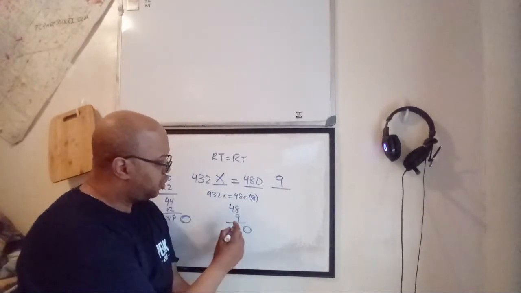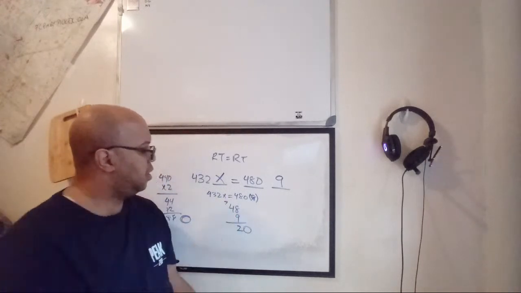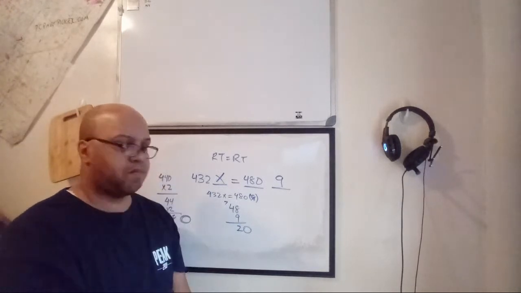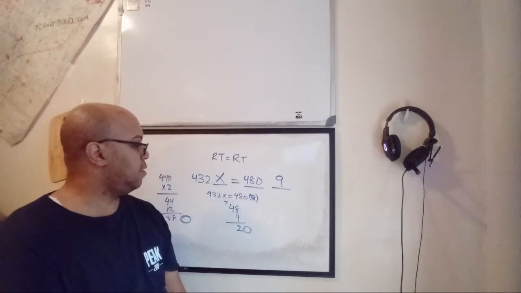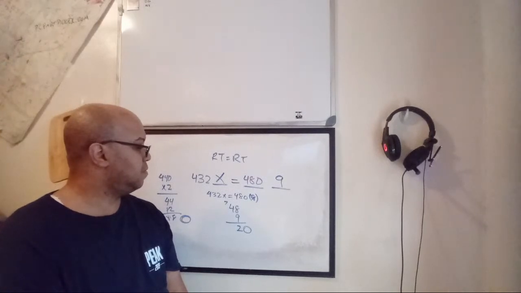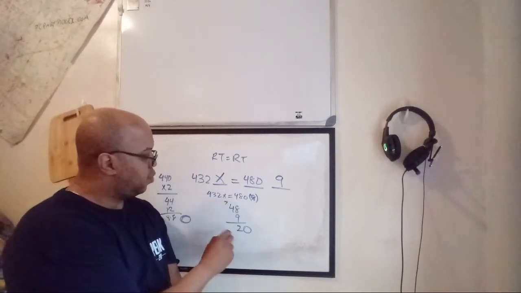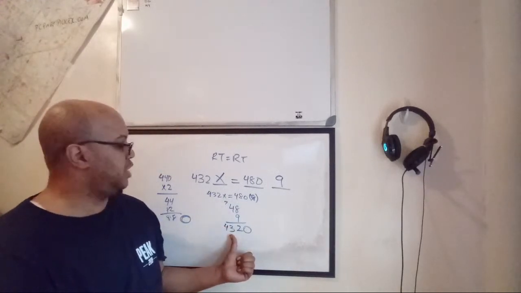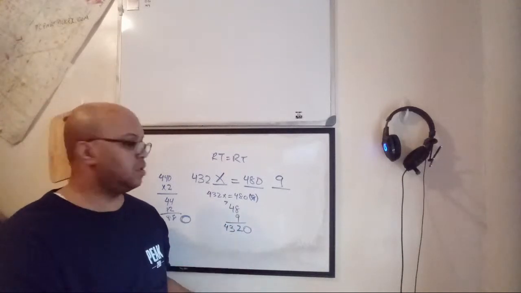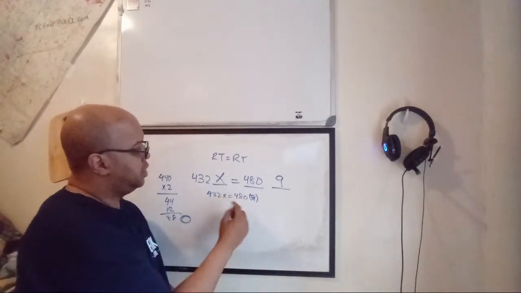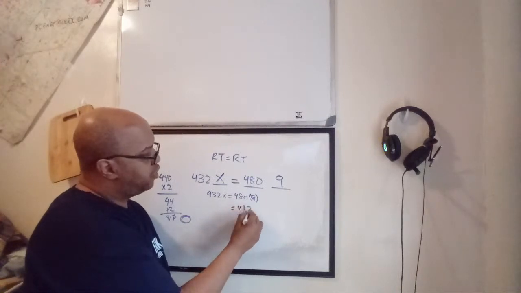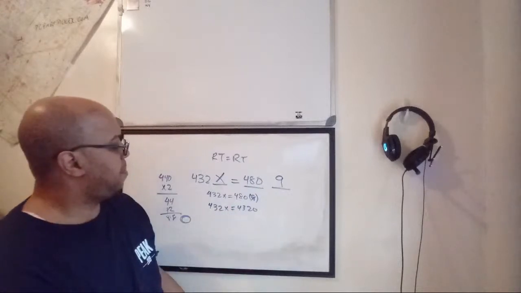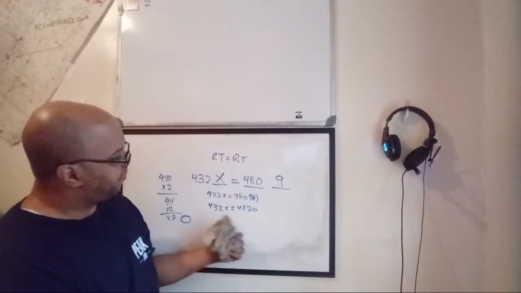72. So we drop our 2 and carry the 7. 4 times 9 is 36. And then we add 7, which gives us 43. So our answer is 4,320. So we take our 4,320 and then 432x. Now the beauty of this question is, what is the difference between these two numbers?